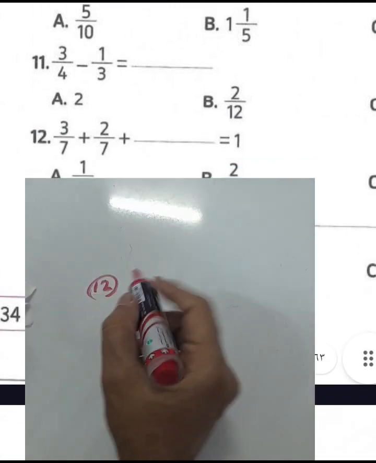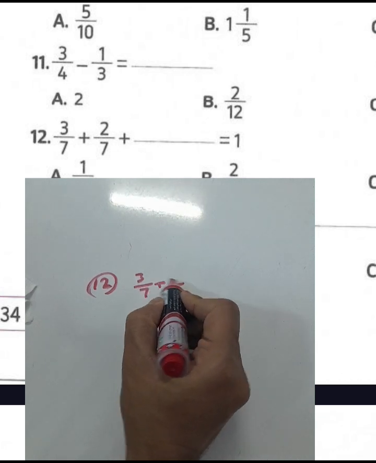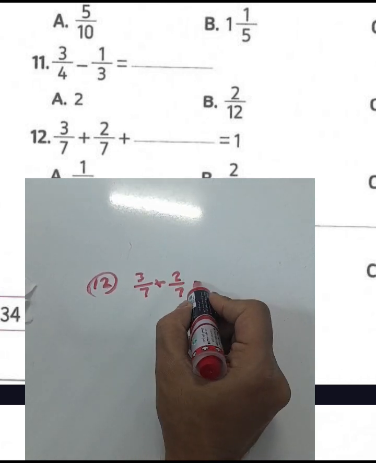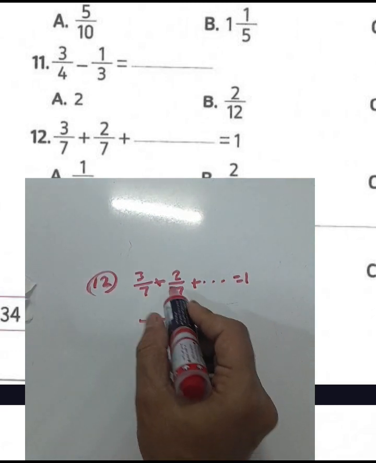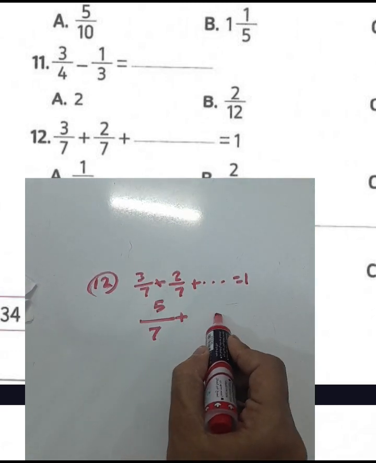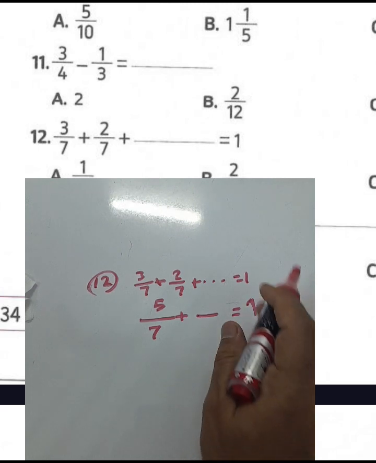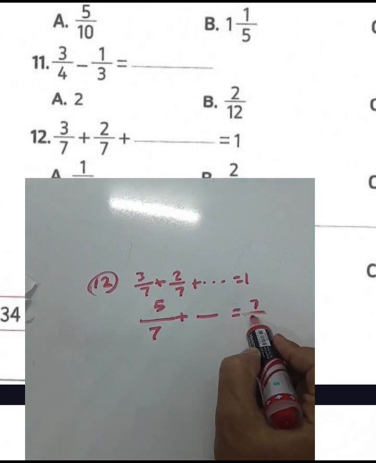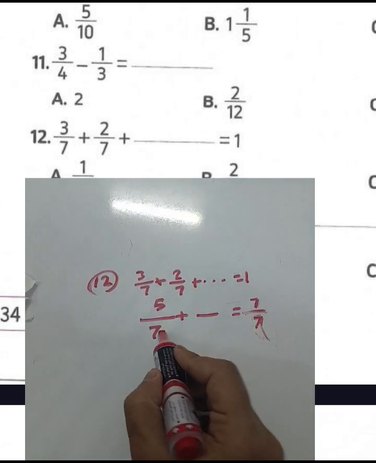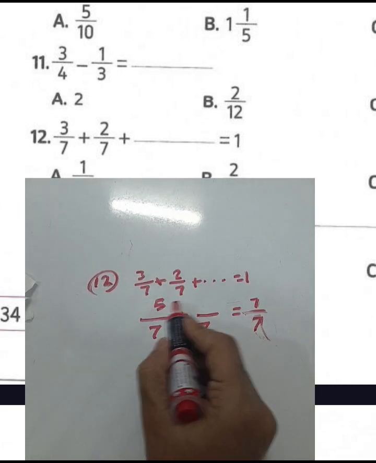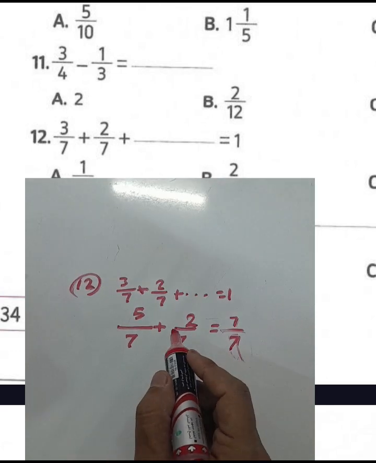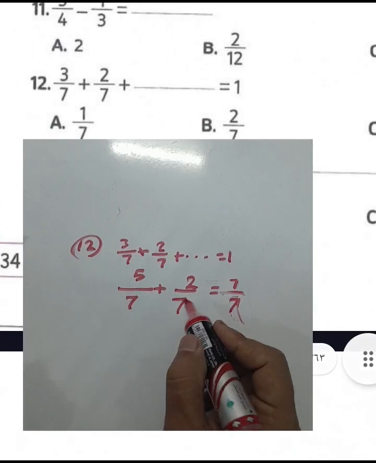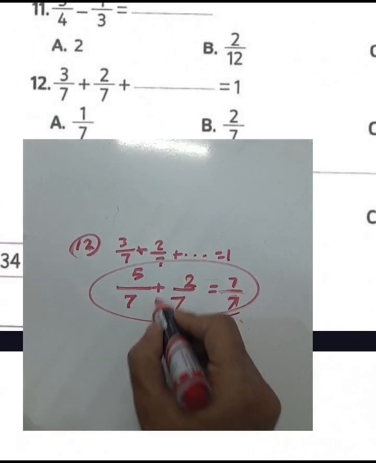Question 12. 3 over 7 plus 2 over 7 plus blank equals 1. We can add them here. Write 7 in the denominator. 3 plus 2 equals 5. 5 over 7 plus what equals 1? We can convert 1 here to be 7 over 7, like the denominator, and then write 7 here. 5 plus 2 equals 7. Then the result in the blank space we must write is 2 over 7. Okay, we must write 2 over 7 in the space.